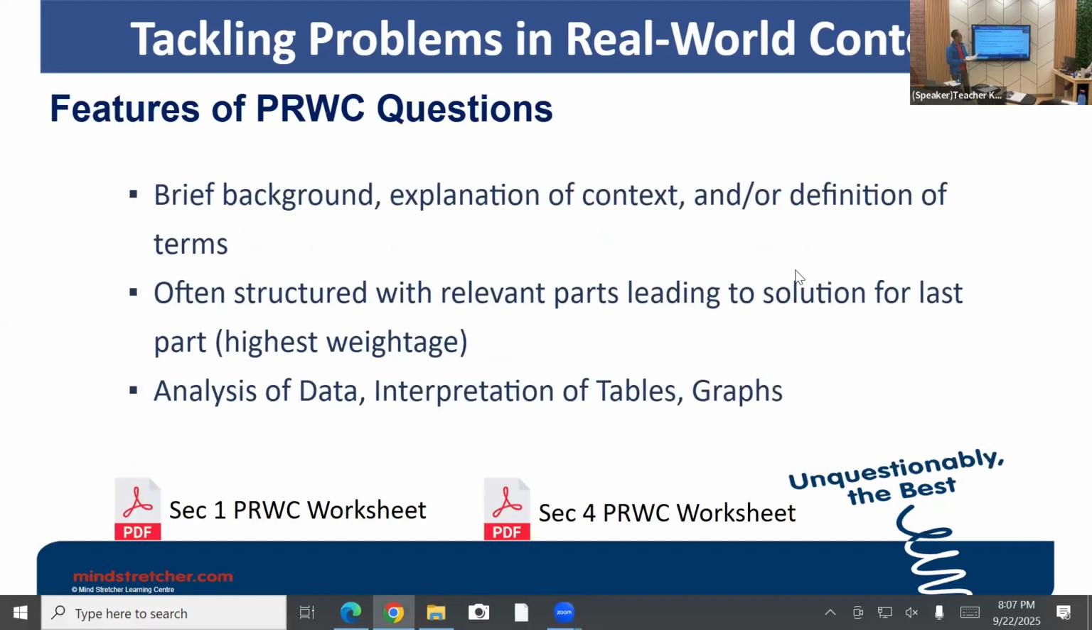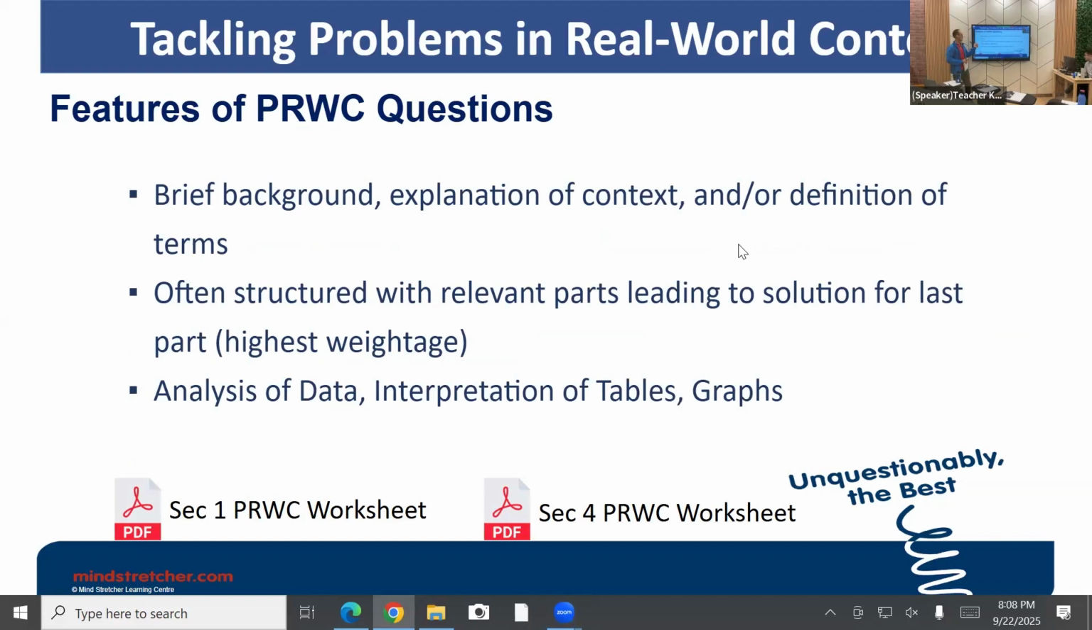Okay, so the features of problems in real world context questions is that you will usually be given a brief background, followed by an explanation of the context, and sometimes they may also give you the definition of certain terms, if it's something you may not have seen before, right? So they may give you some definition to explain that.